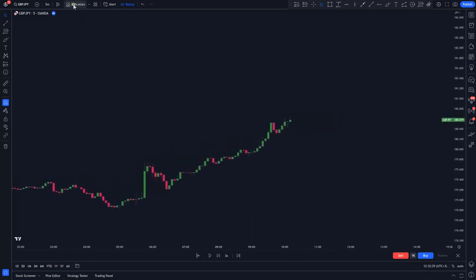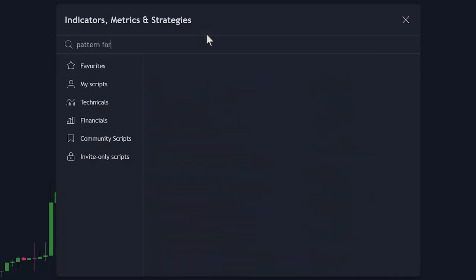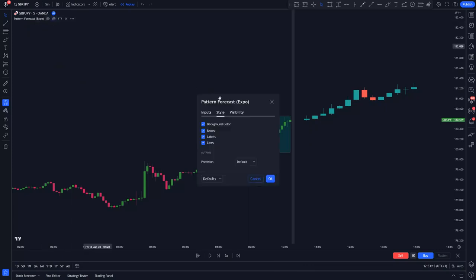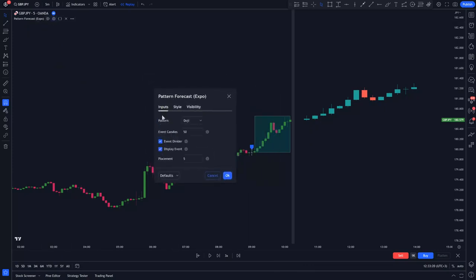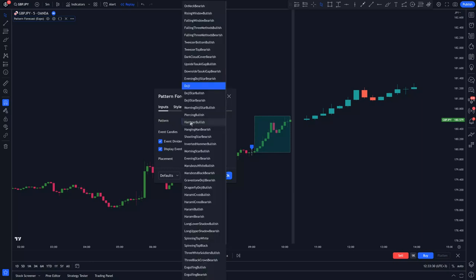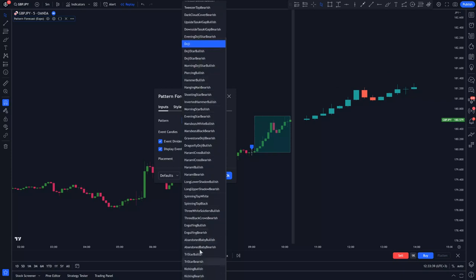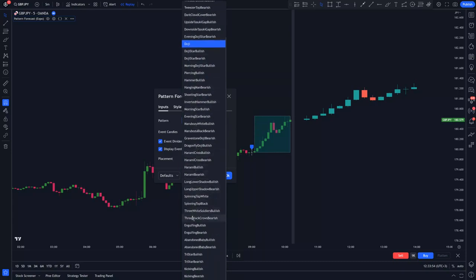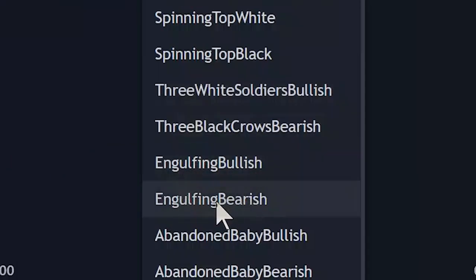Click on Indicators, then type in Pattern Forecast. Select this one right here. Now, looking at the input settings of this indicator, we can see that there is an option to choose whatever candlestick pattern that you want the indicator to scan on the chart. Just take a look at all of these options. Now, right here you can select whatever candlestick pattern that you want, but for this video, we're gonna go with bullish and bearish engulfing candles.